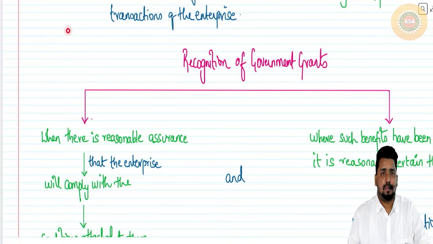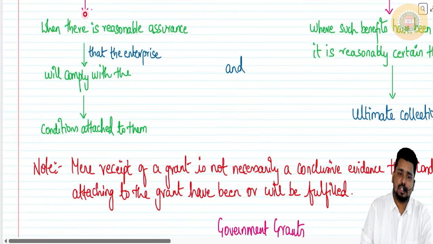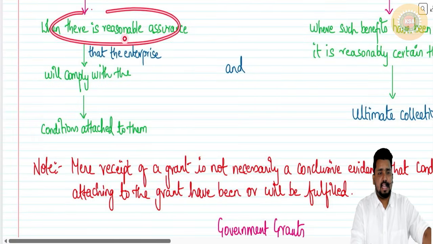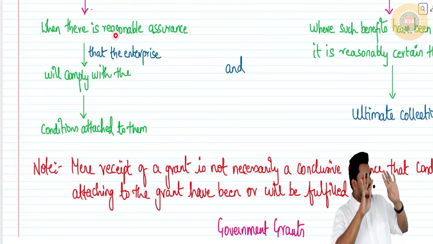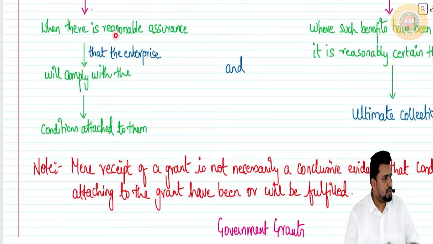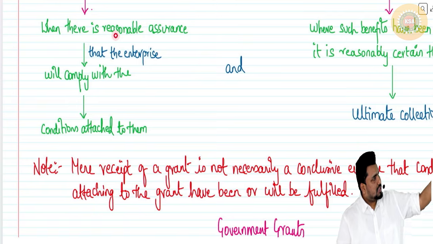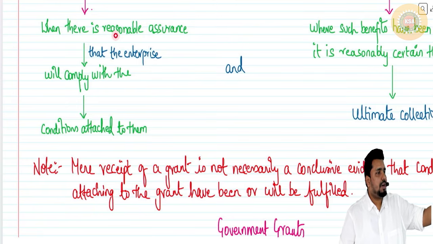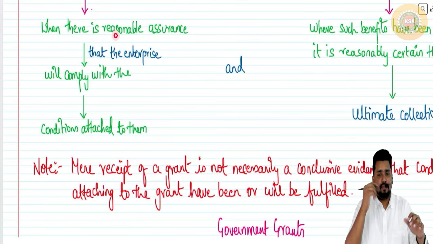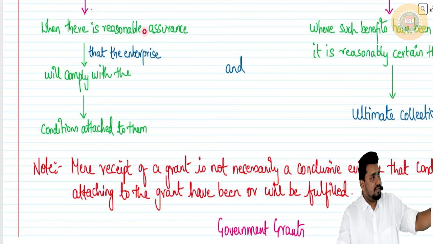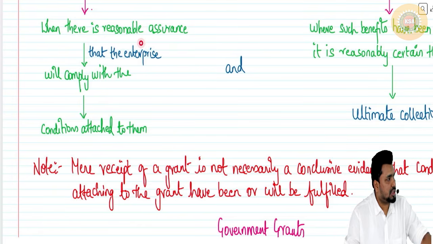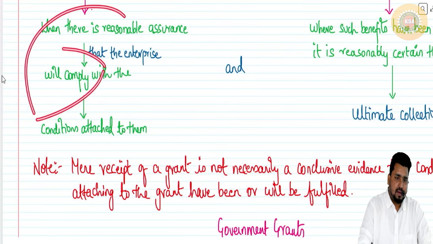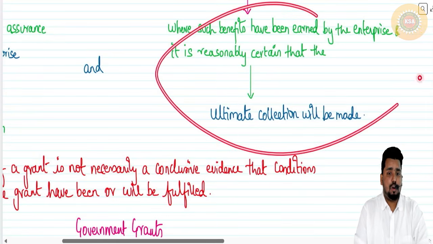Both the conditions should be satisfied. What is the first condition? Reasonable assurance that the enterprise will comply with the conditions attached to them. This is from our view. I will satisfy the condition, but don't worry only about our side. We have to see the opposite side also. Who is the opponent now? The government. We have to check whether the government will give it, whether there is reasonable certainty that ultimate collection of the grant is possible. So this is from our side and we have to verify from the government side also.